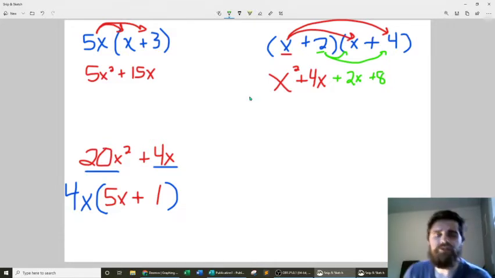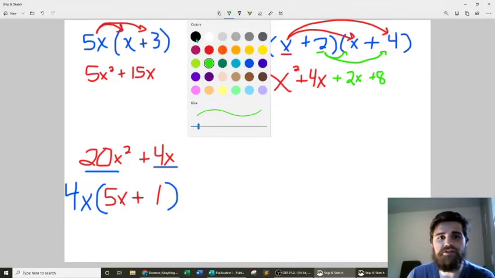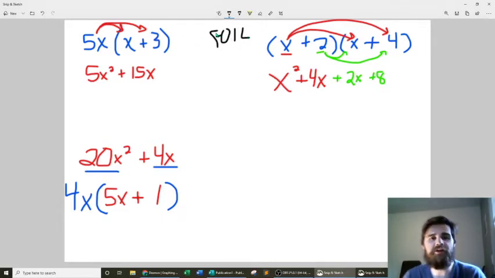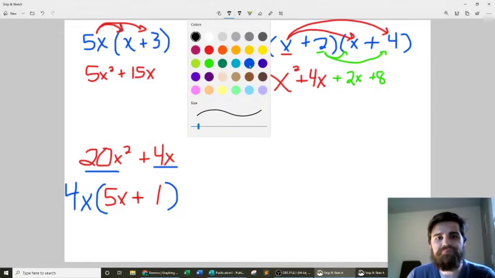A lot of times you'll hear this process called foiling. So foiling is just a cute way to remember this because we multiply the first terms, so f, first terms. Then we do the outside terms. Then we do the inside terms, and then we do the last terms. So F, O, I, L: first, outer, inner, last. So you'll hear me call this foiling as well as factoring. Cool, so we're not quite done here yet.